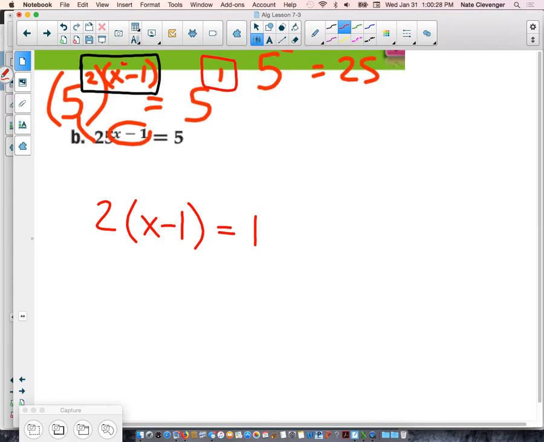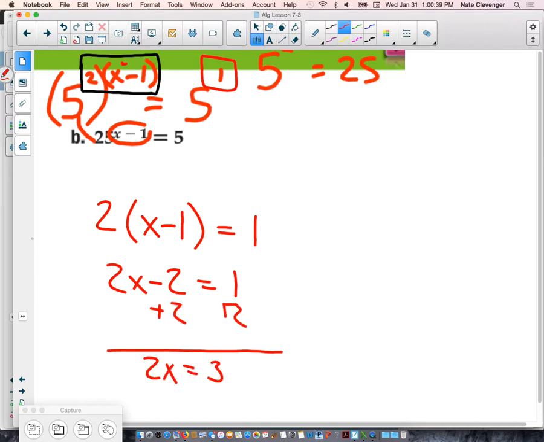Do you want to divide by 2 or distribute through first? Distribute. So 2x minus 2 equals 1, add 2, and you have 2x equals 3, so x equals 3 over 2. That's just doing the arithmetic quickly. So x would equal 3 halves for your exponent.